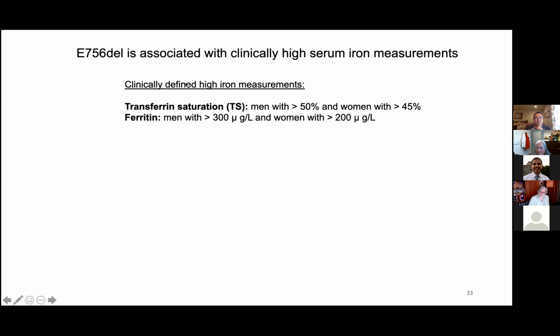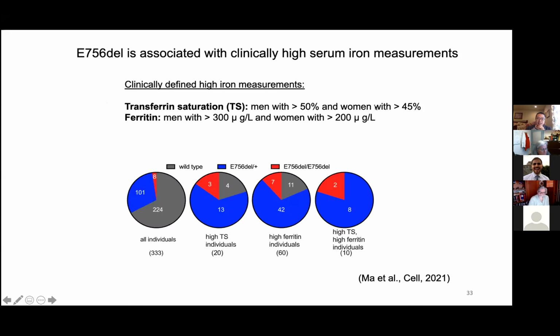As I mentioned, both transferrin saturation and ferritin values are commonly used in clinics to help diagnose the iron disorders. For example, individuals with higher transferrin saturation or ferritin values are recommended to do further tests such as MRI to be definitively diagnosed with iron disorders. And then I applied these similar criteria used in clinics to our cohort, and I found a very intriguing pattern.